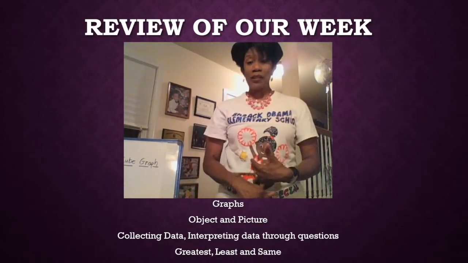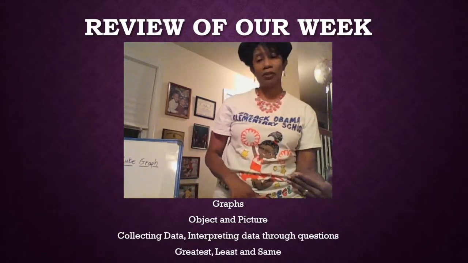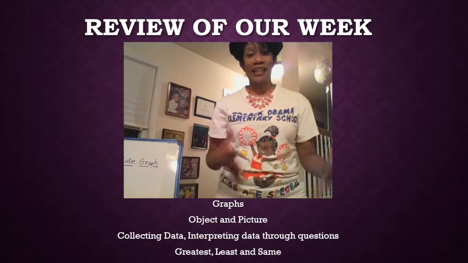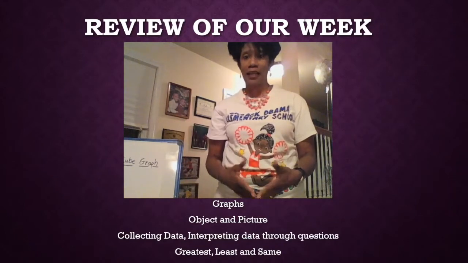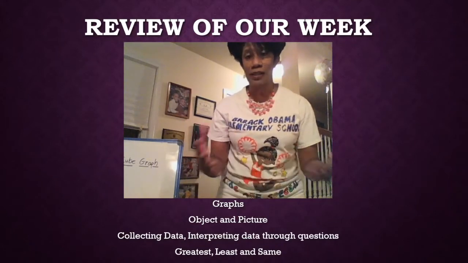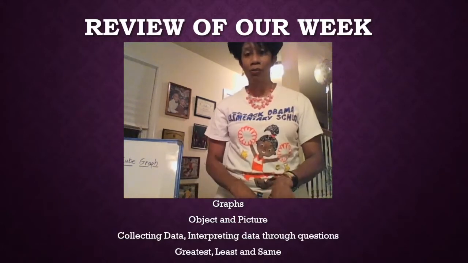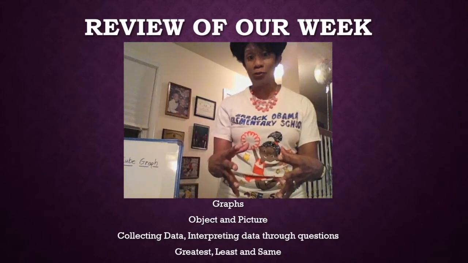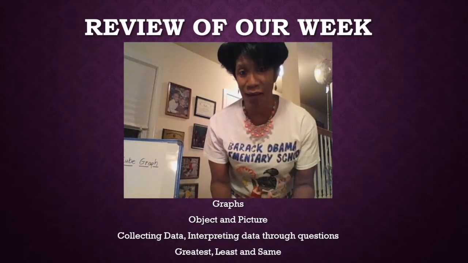So this week we've been talking about graphs. That means we've been talking about object graphs and picture graphs. And when we talked about graphs, we talked about collecting data and interpreting that data. The way that we interpret that data is we ask questions to figure out what's happening in the graph, like how many blue squares or how many yellow cars we had. Then we looked at those things and compared them using our most important words: greatest, least, and same.